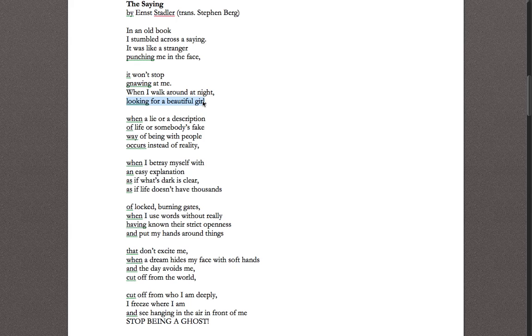Each of these then has things like a telescope. What is he doing walking around at night? He's looking for a beautiful girl. He has an appositive: when I betray myself with an easy explanation, as if what's dark is clear, as if life doesn't have thousands of locked burning gates. This is an appositive to describe this idea in more detail. It's also a metaphor. And then he continues going. So you get the point. Sentence variation, syntax variation, these different parts working together to enhance the emotional or intellectual effect the poem is trying to have on us.